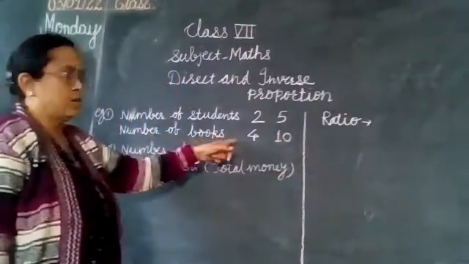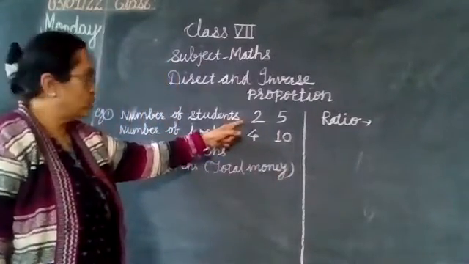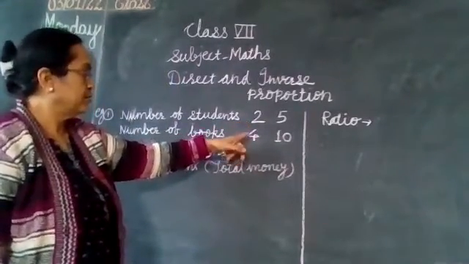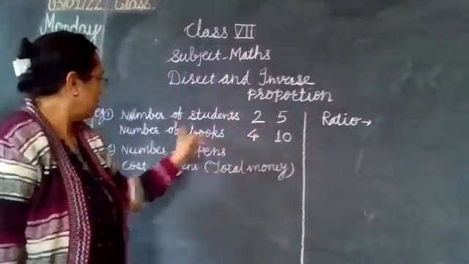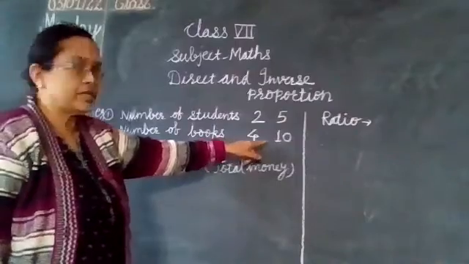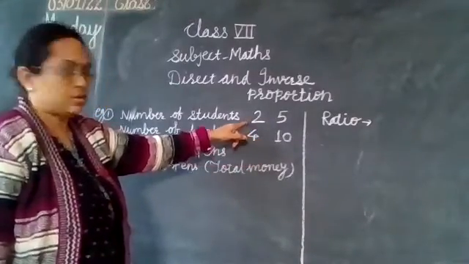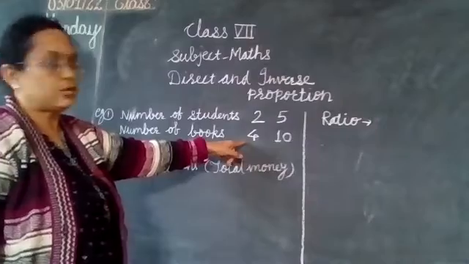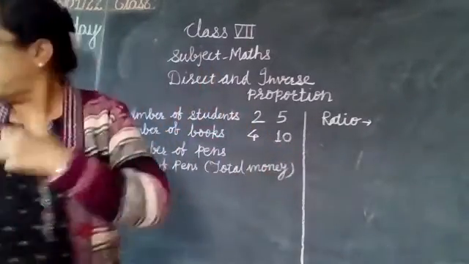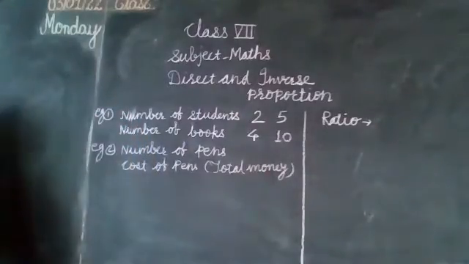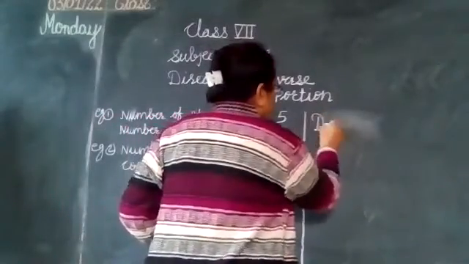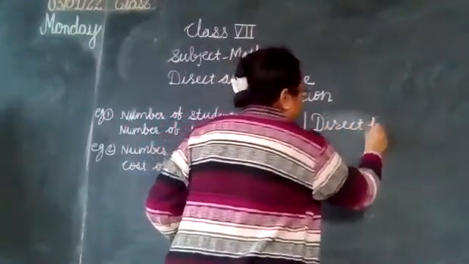Now in this example, the number of students is increasing. First they were 2 and then 5. Also the second quantity, number of books, is also increasing. So when the first quantity increases and the second quantity also increases, that is called direct proportion. That is an example of direct proportion.